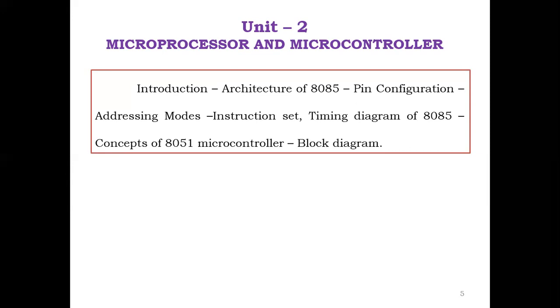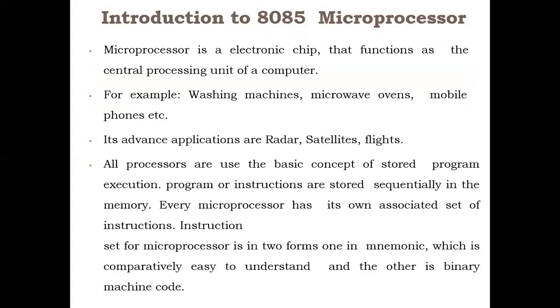In this chapter we are going to discuss the architecture of 8085. First we need to know, what is a microprocessor? A microprocessor is an electronic chip that functions as the central processing unit of a computer. For example, washing machines, microwave ovens and mobile phones work with a microprocessor, which is a common control. Like a computer's central processing unit, it has advanced applications in radar, satellites, and flight communications.